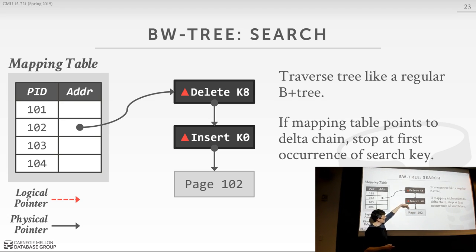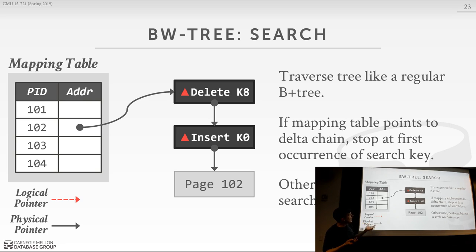If you get through all the delta chain and get down to the base page without finding the key you're looking for, then you just do binary search on the keys, because this internally looks just like a B+ tree node. You're going to have separator keys and the arrays for the values. So I just do binary search until I find the key that I want.